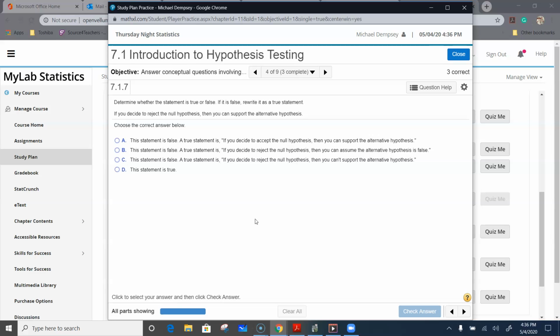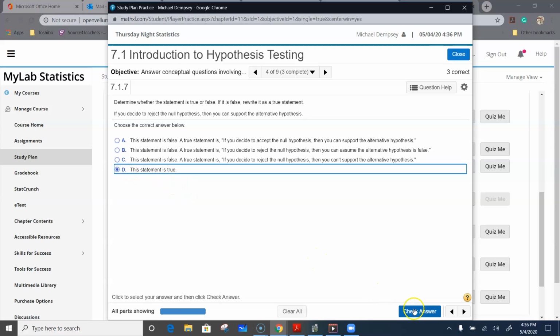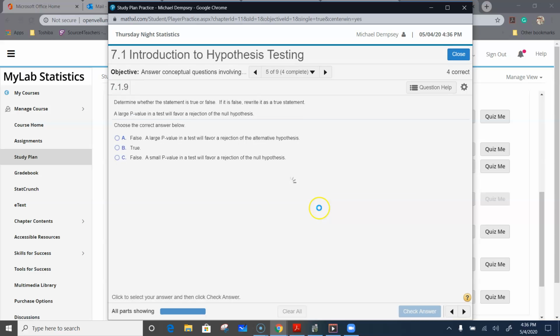Determine whether the statement is true or false. If it's false, we rewrite it. If you decide to reject the null hypothesis, then you can support the alternate hypothesis, right? So yeah, when we reject the null hypothesis, we have significant evidence in favor of that alternate hypothesis. So we would say that that's a true statement.